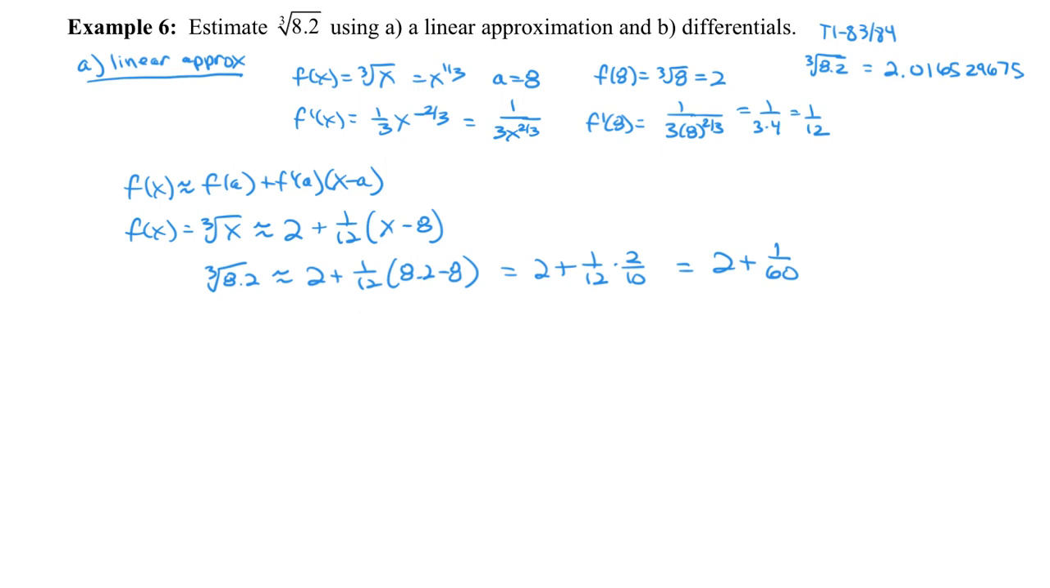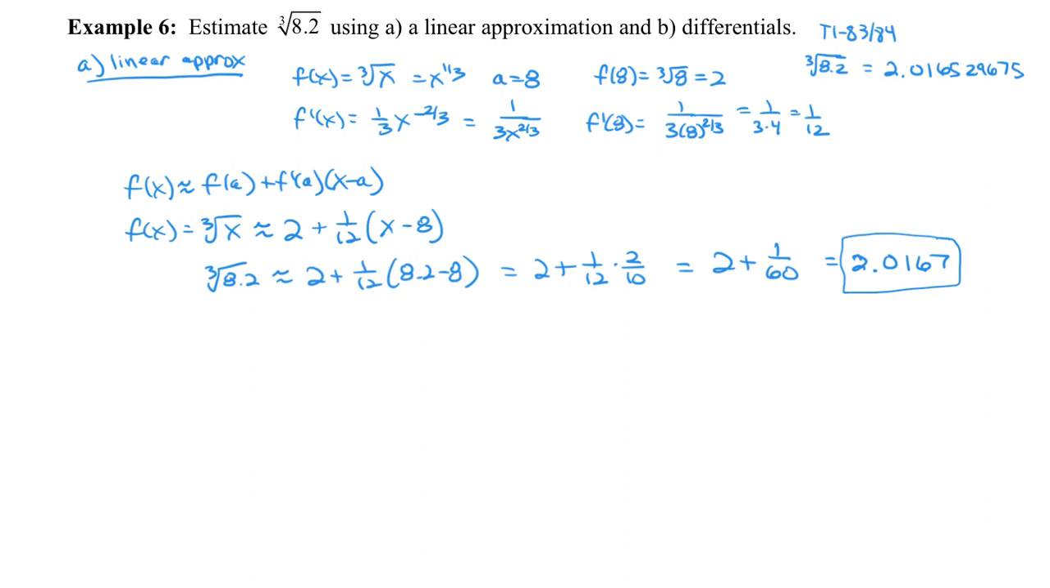So what we're going to get here is basically 2.01 and then 6 is forever, right? 6 repeating, so I'll just round it right here. Okay, I'll round it to the 4th decimal place. And then if we compare this to the answer from the calculator, once again, not too bad for a quick calculation. Okay, so that's using a linear approximation to do this. And we could also use a differential.